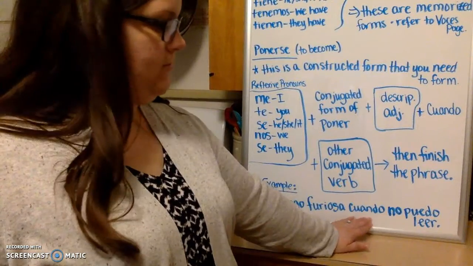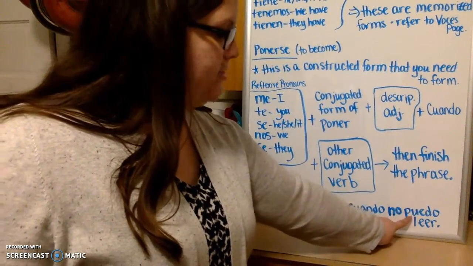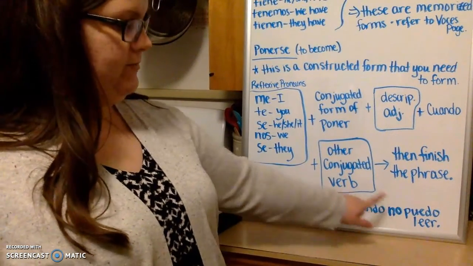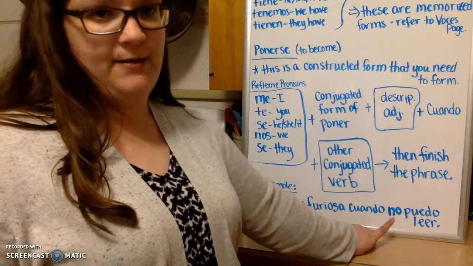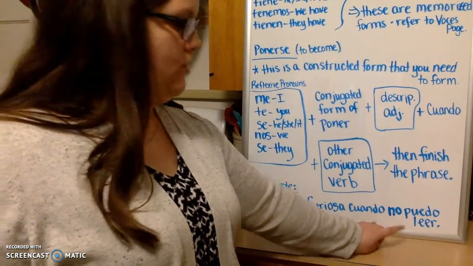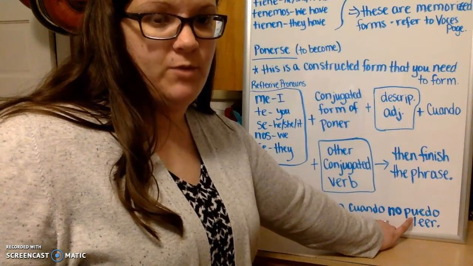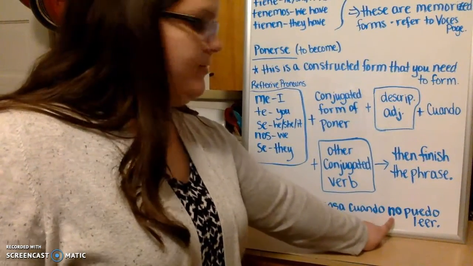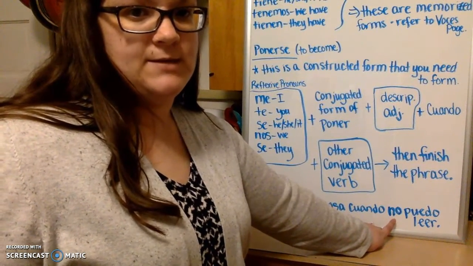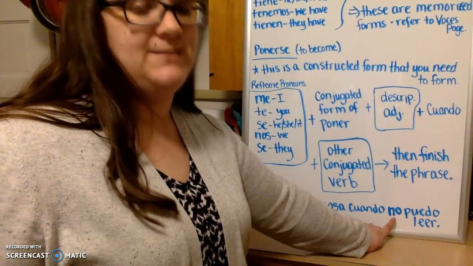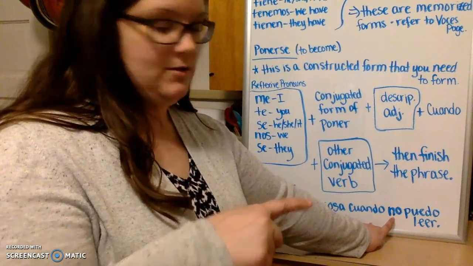Cuando, when. No puedo, I conjugated my verb, right? This would be the thing that makes me mad. I can't read. So puedo is the yo form of the verb poder, okay? And I put the no in front of it because the fact that I'm not able to read is the thing that is making me mad, all right?